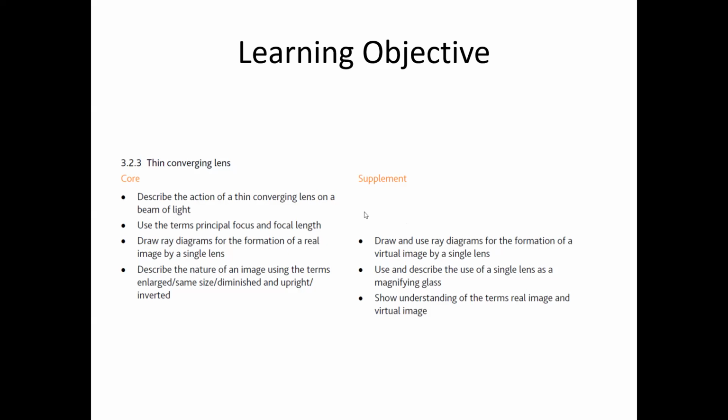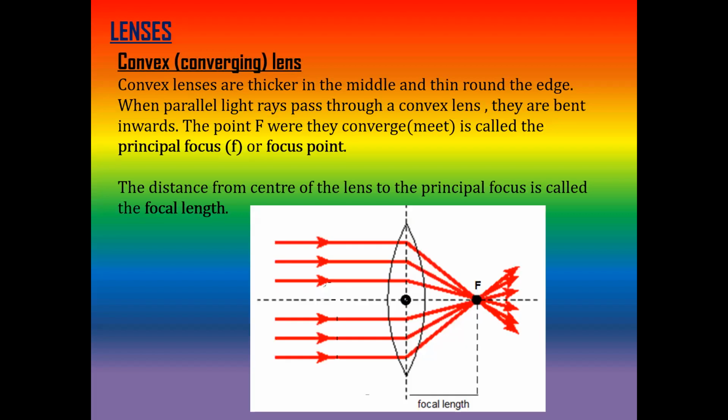So first, a thin converging lens. What is a thin converging lens? Basically, a lens which is thicker at the center and thinner near the edges, as you can see here on the screen. This lens is thicker at the center and it is thinner near the edges. So what we call this lens, we call that a convex lens.